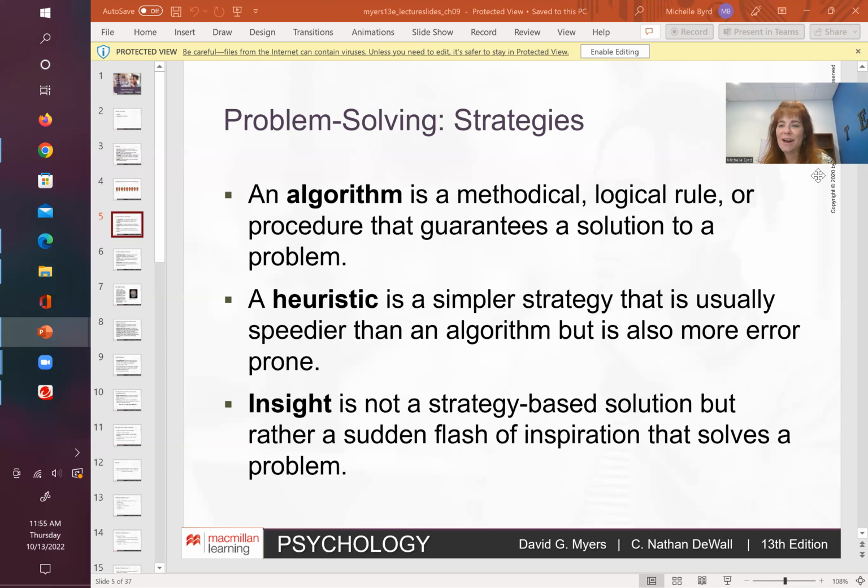Okay, so insight. We tend to think that our own instinct or insight deserves more credit than it should have. It is not a strategy-based solution, but rather a sudden flash of inspiration that involves the problem. So we may think about something for a while, or sometimes we may glean some insight rather quickly without having given it much thought. Some folks are probably better at this than others.